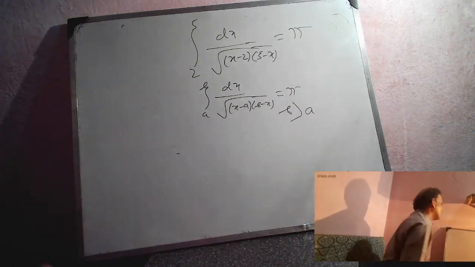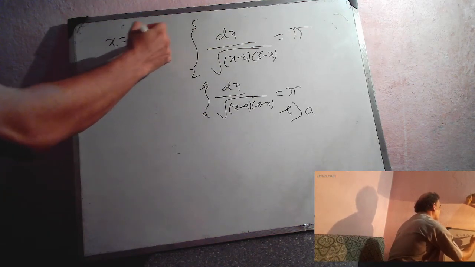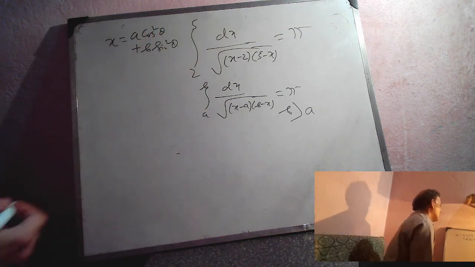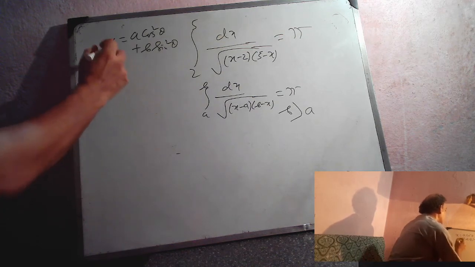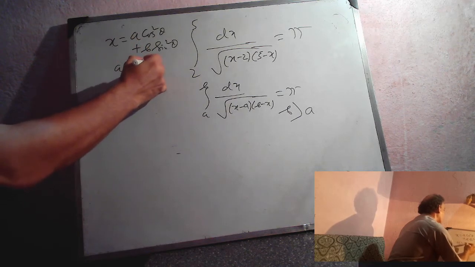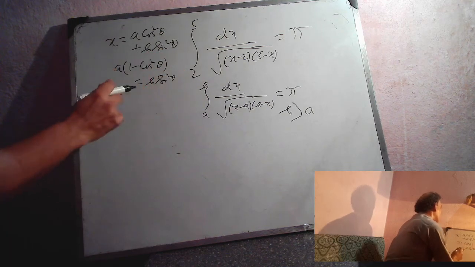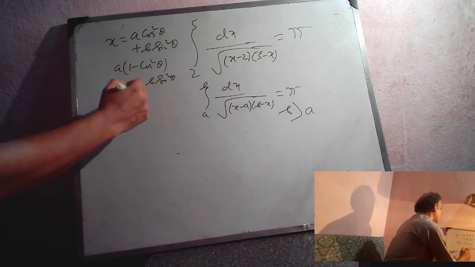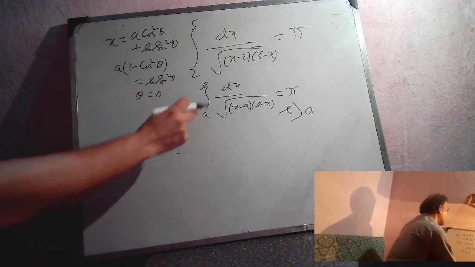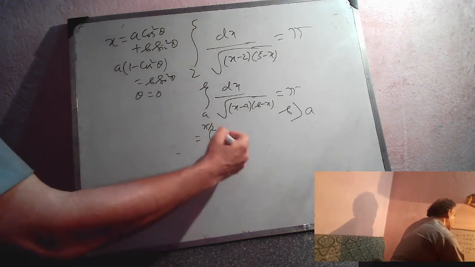How will you prove it? Suppose x equals a cos square theta plus b sin square theta. Therefore the limit will be: put x equal to a, so a minus a cos square theta... a sin square theta equals b sin square theta. If we take common, then sin theta will be 0, that means theta equals 0. So lower limit 0, similarly upper limit will be pi by 2. So we can rewrite it like this, 0 to pi by 2.